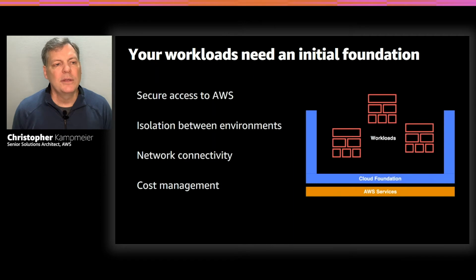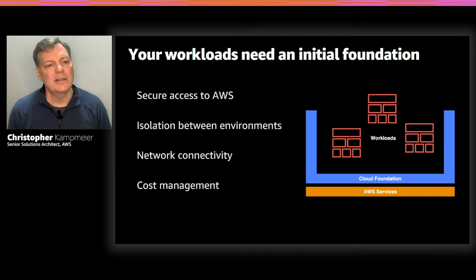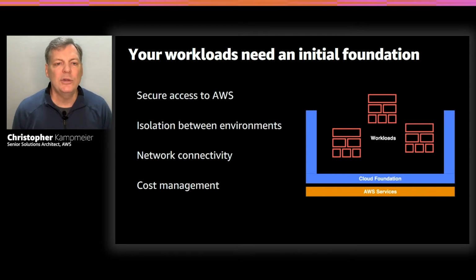But that's not enough. As we discussed at the outset, just focusing on the workloads isn't sufficient. Your workloads need an initial foundation or overall environment in which to operate. For example, your security teams will need to provide secure, role-based access to your AWS environment and to your workloads. Your business-oriented teams need a way to safely experiment, develop, and test changes to their workloads without impacting their production environments. Your workloads might need connectivity to network services running in your on-premises environment.